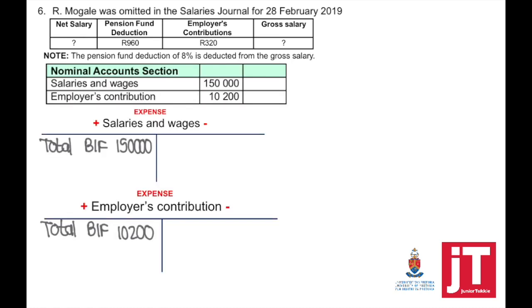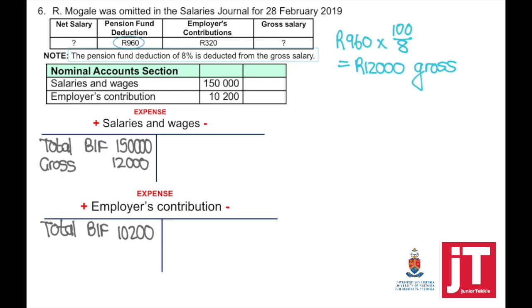Starting with the opening totals that were given from the pre-adjustment trial balance. Salaries and wages is an expense, and employees' contribution is an expense, so the total brought forward will appear on the debit side. Now, if this was omitted from the salaries journal, it means it must be added to our expense. To find out the gross salary, we are going to take 960 times 100 divided by 8 to get the gross salary.